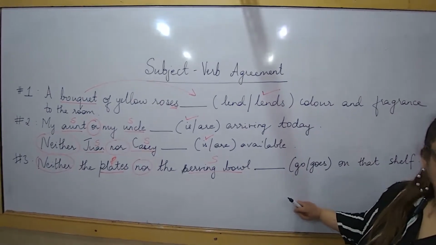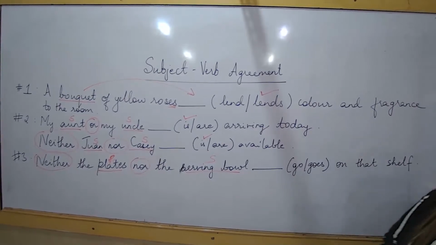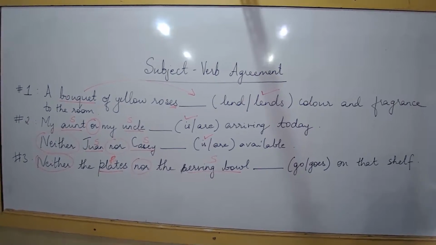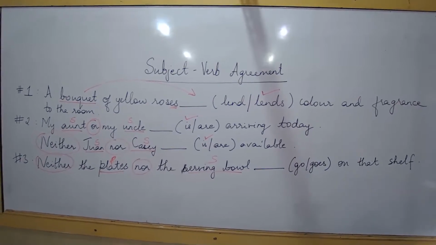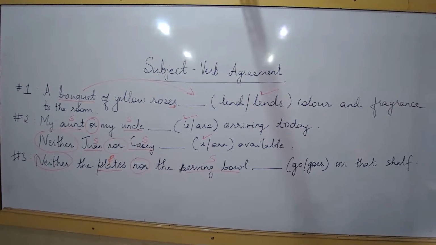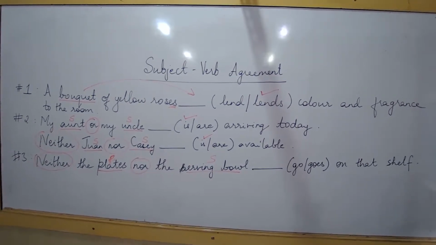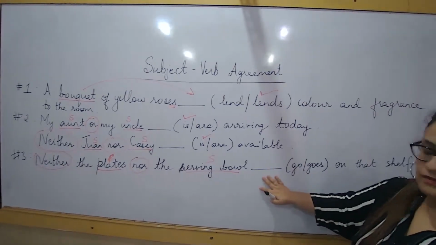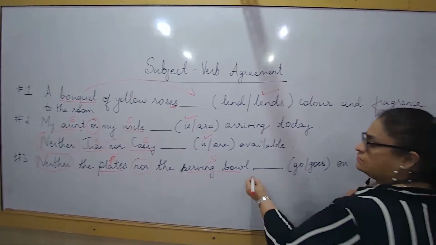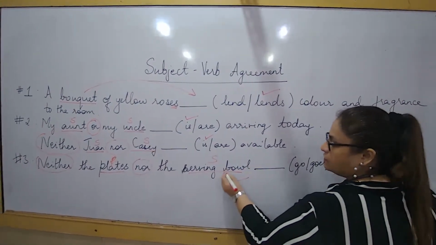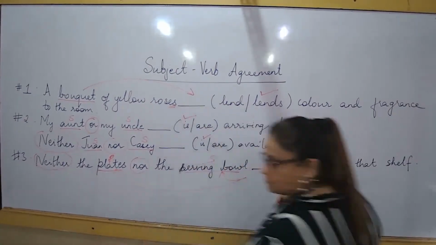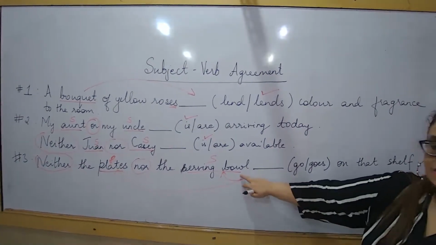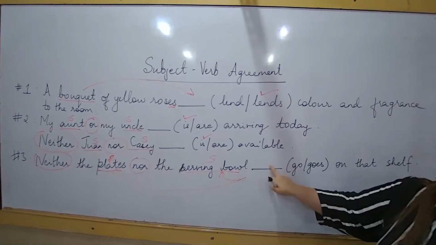Read the rule. The verb in an or, neither nor, either or sentence agrees with the noun or pronoun closest to it. So which are the two nouns, the subjects? You have this and you have this. Which is closer? Serving bowl. Serving bowl is closer, and this is singular. So the verb will also be singular.